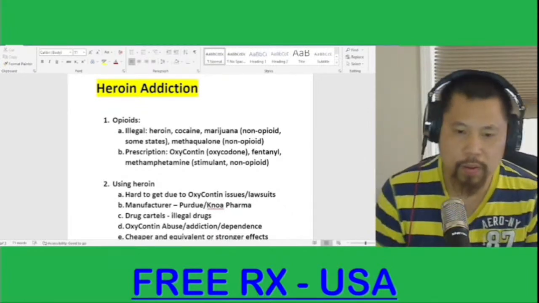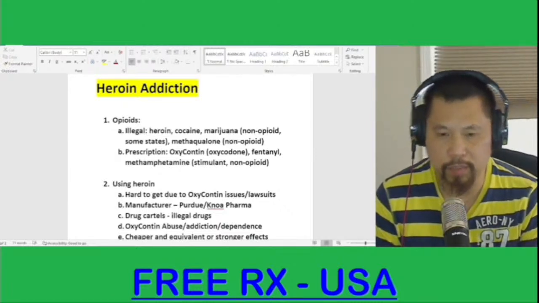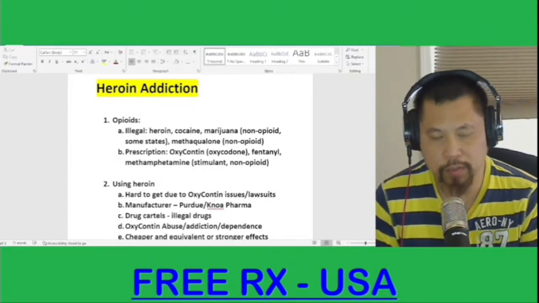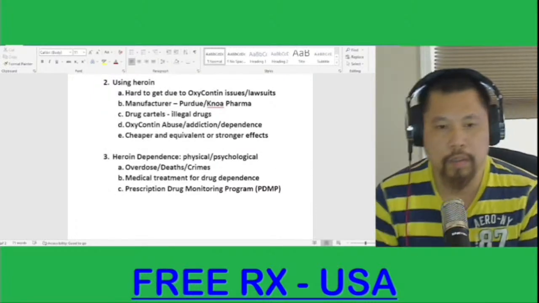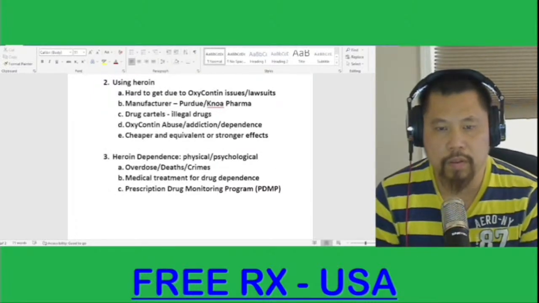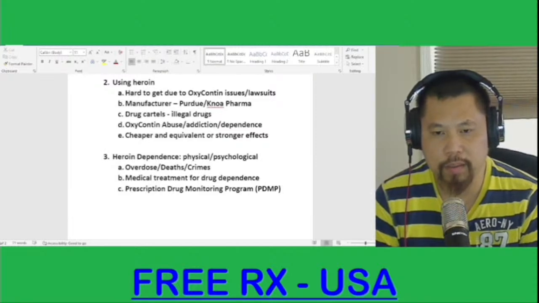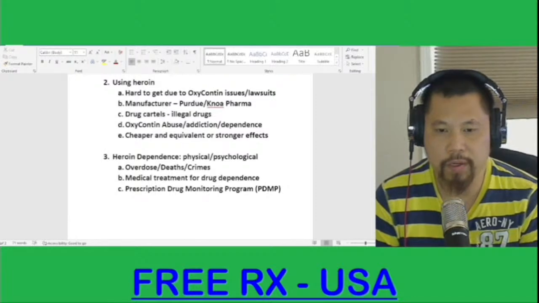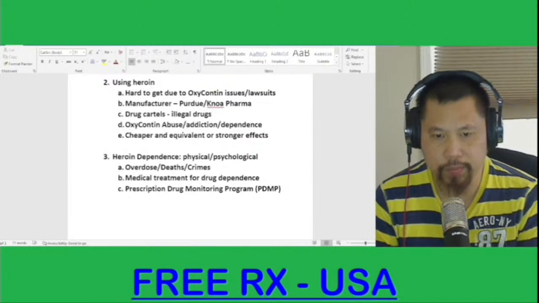The people who have OxyContin abuse, addiction, or dependence are looking for alternate drugs. They start using heroin because this illegal drug is cheaper, but has equivalent or stronger effects. Heroin dependence or addiction can be physical or psychological.